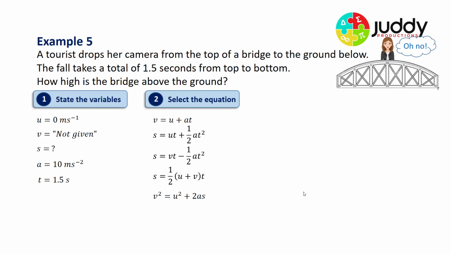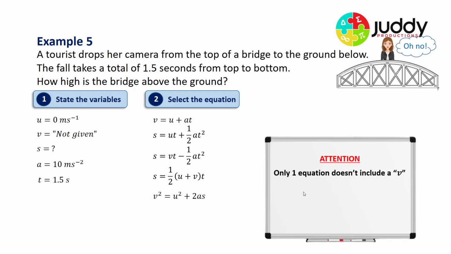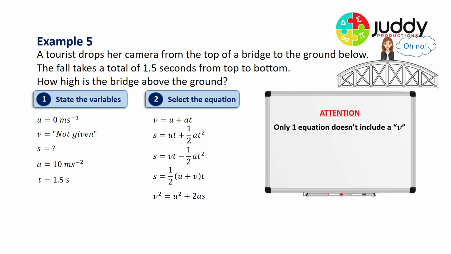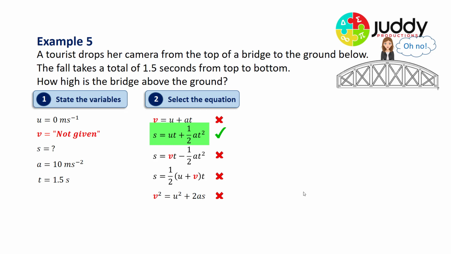So select the equation. Which one of these 5 equations doesn't involve the v, because we haven't been given any information about the final velocity? So only one equation doesn't include a v in it. That's right, s equals ut plus a half at squared is the only equation without the variable or letter v in it, so we use that equation.